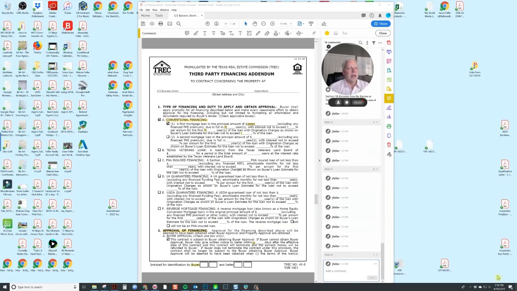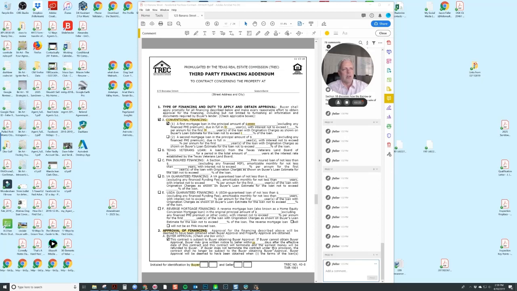The next page is the first addenda, and that is the third-party financing addendum. We discussed it a couple of times during the offer documents. This is showing what type of financing. So for this one, I've chosen conventional financing.